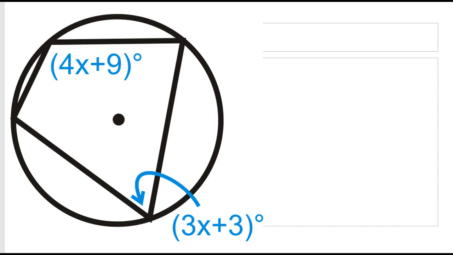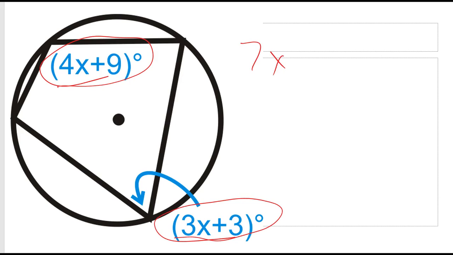Alright, this problem, similar as the last one. We got opposite angles here. We're going to combine them to get 180. So it's 7x plus 12. There's 180. Remember, I got 7 because I took 4x plus 3x. 9 plus 3 and got 12.